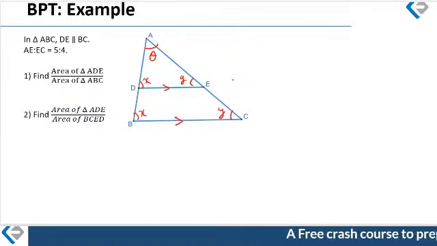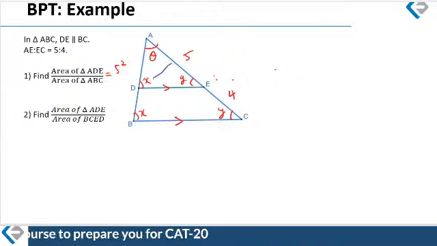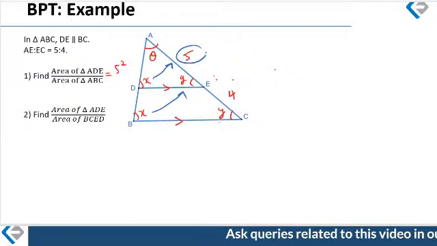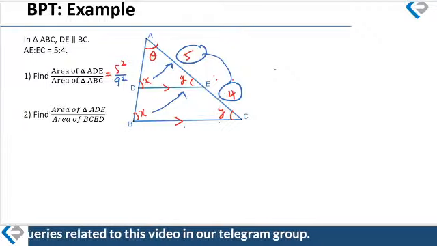Now what is he saying? A to AC is 5 is to 4. He wants the ratio of the area of triangle ADE to ABC. ADE is nothing but 5 square. Take the side opposite angle X. Here also take the side opposite angle X. What is the side opposite angle X? 5 plus 4, which will become 9. Therefore the required answer is 5 square by 9 square.